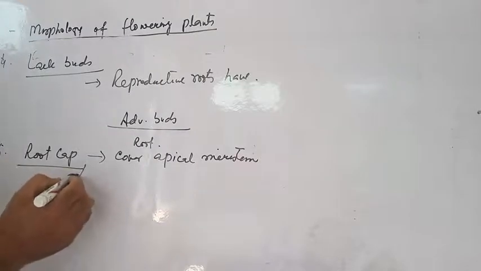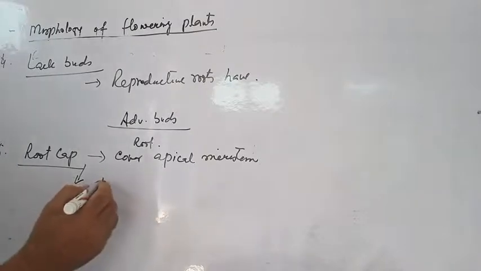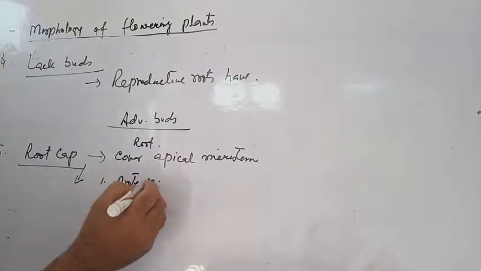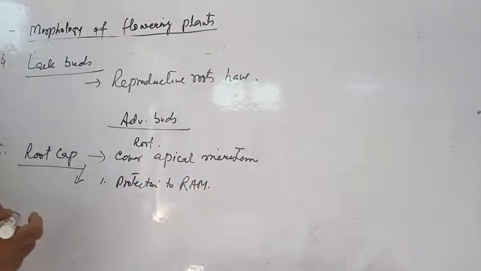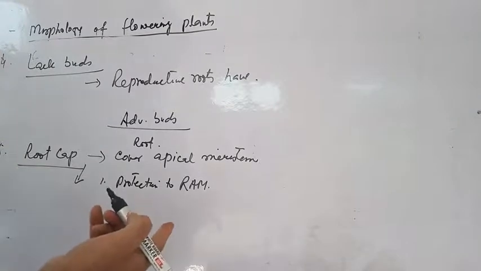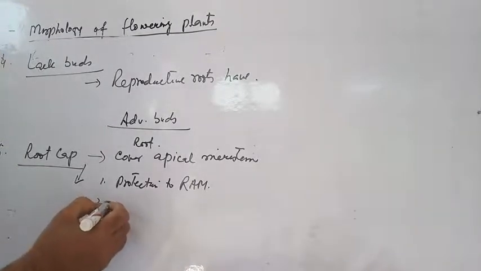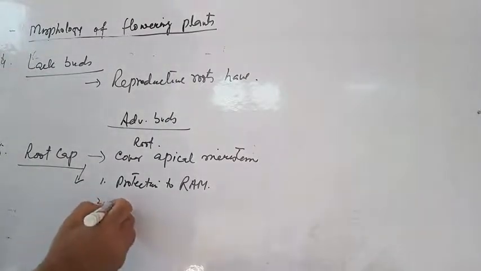Functions of this root cap. The root cap is believed to provide, first, protection to the root apical meristem. Second, its cells produce a waxy secretion.